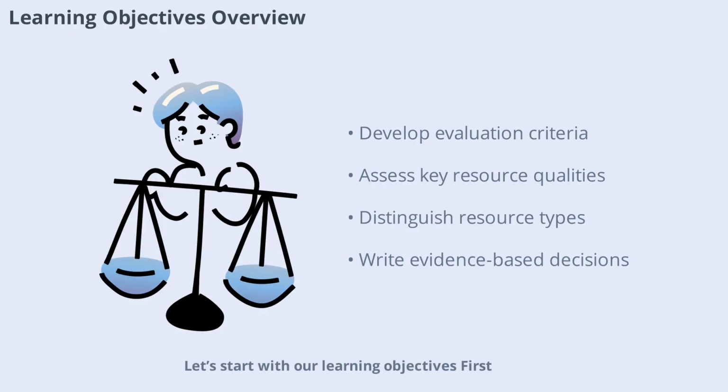Let's start with our learning objectives. First, you'll develop criteria for evaluating both digital and non-digital resources. You'll learn to assess accuracy, curriculum alignment, developmental appropriateness, accessibility, cultural relevance, privacy, copyright, safety, and feasibility. You'll also distinguish between original, copyrighted, openly licensed, public domain, and permission-dependent resources. Finally, you'll practice writing evidence-based decisions about resource use, adaptation, or rejection, including concrete adaptation plans.